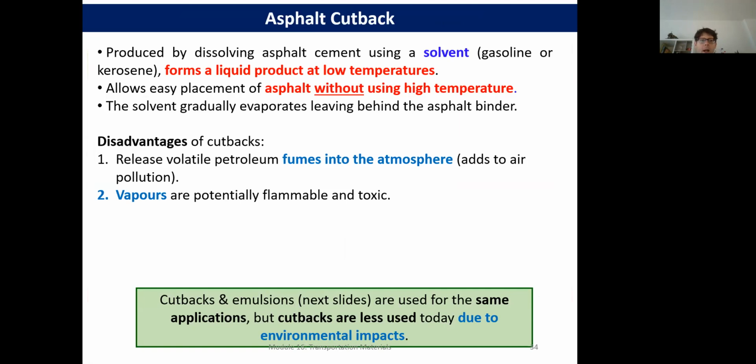In terms of the cutback procedure, this is produced by dissolving asphalt cement using solvents, gasoline or kerosene, to form a liquid product at low temperatures. And this allows for the easy placement of asphalt without using high temperature. The solvent gradually evaporates, leaving behind the asphalt binder. The disadvantages of cutbacks is that you're releasing volatile petroleum fumes into the atmosphere. And this adds to air pollution, and these vapors are very potentially flammable and toxic.